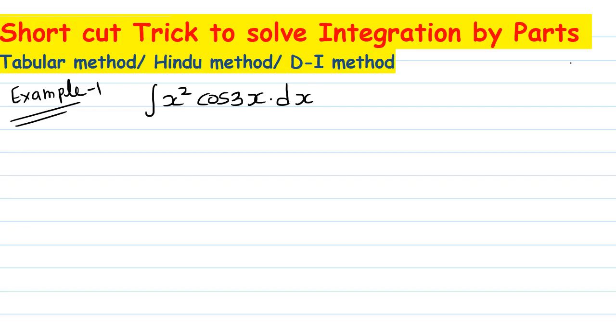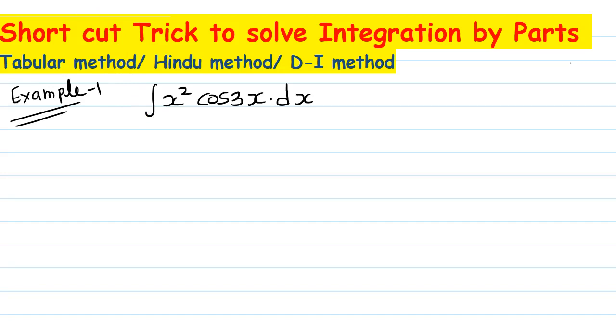Hi guys, today we are going to learn a shortcut trick to solve integration by parts, and we are going to use a method which is called the tabular method. A few people say it is the Hindu method, a differentiation-integration method. So let's solve the integral of x square cos 3x.